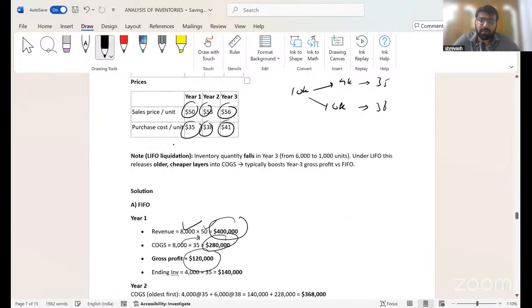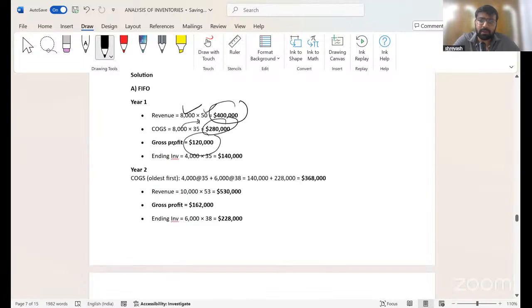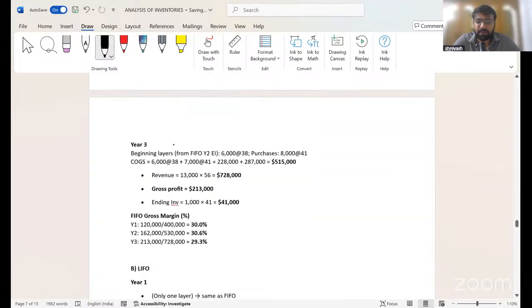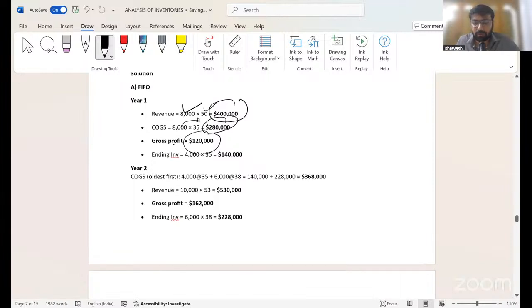So I can calculate my COGS pretty easily, right? And my selling price is pretty simple. My revenue is pretty sorted. My revenue is going to be what? 10,000 is what I've sold at 53, so 5 lakh 30,000. My COGS will be 4,000 at 35 and 6,000 at 38. We have discussed this: 3 lakh 68,000. My gross profit is 1 lakh 62,000, which is revenue minus COGS.